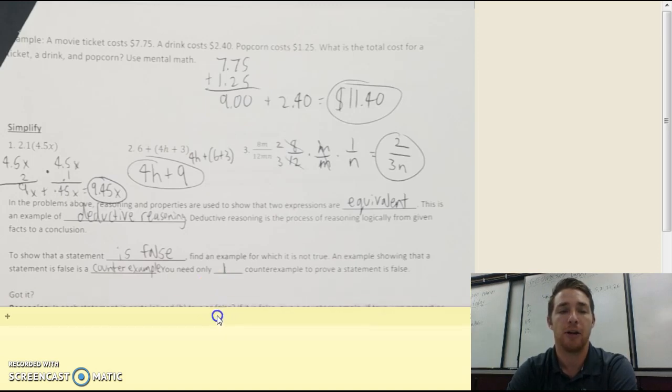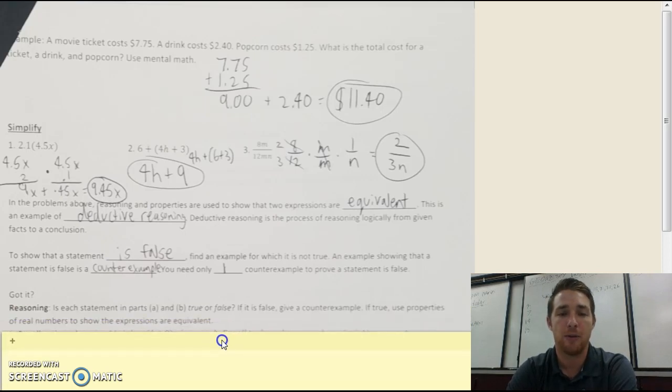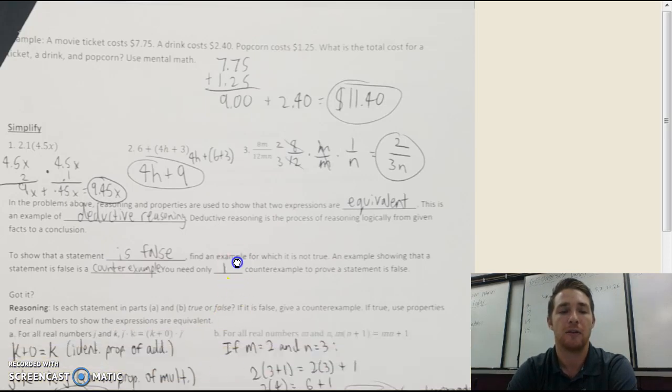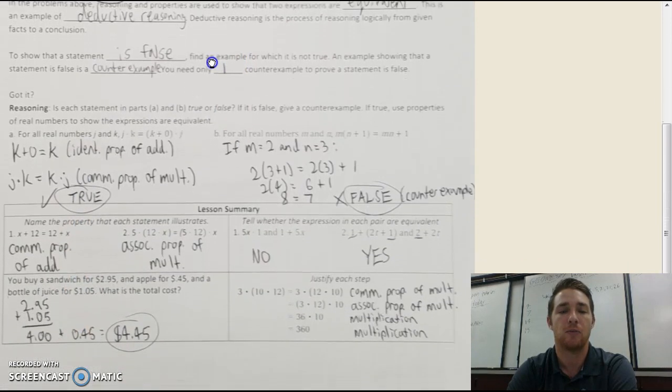So in our example here, again, you want to try these, see if you can get these before we get to them. Go ahead and pause, and look at those now. We have to reason whether a statement's false. If it is, we can give a counterexample. If it's true, we have to use properties to show that it's true. So let's look at a couple now. And I'll just put that lesson summary down there too, and you can kind of check your work.